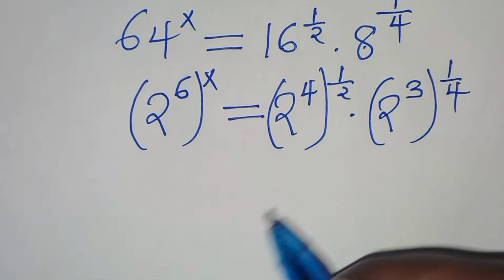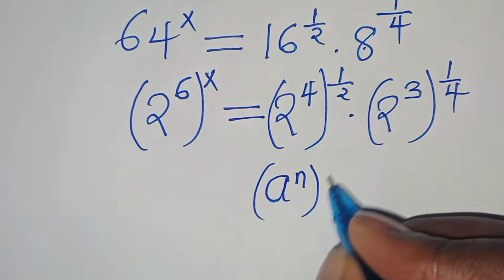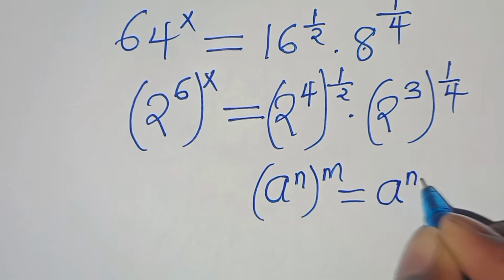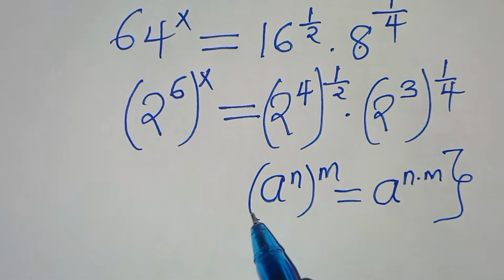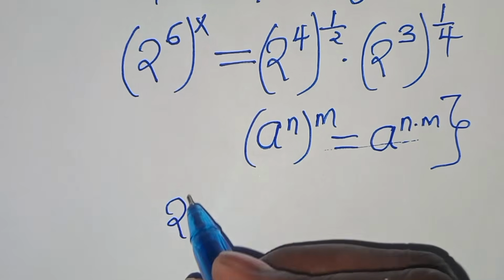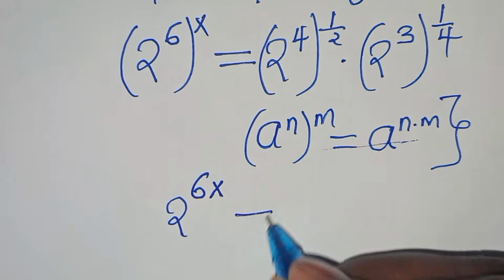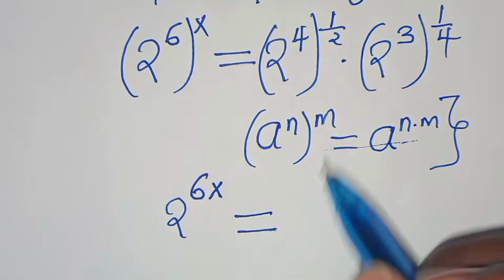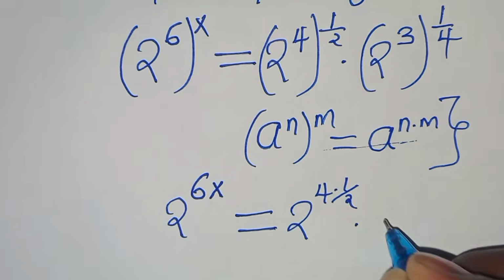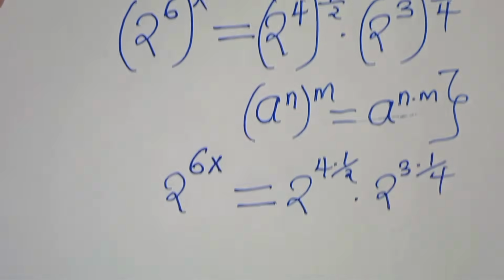Okay, now this is actually in the form of a to the power of n raised to the power of m, which you can express as a raised to the power of n times m. Applying this exponent property, this means we have 2 to the power of 6 times x, so this is 6x, and this is equal to, here we have 2 to the power of 4 multiplied by half, then times 2 to the power of 3 times 1/4.